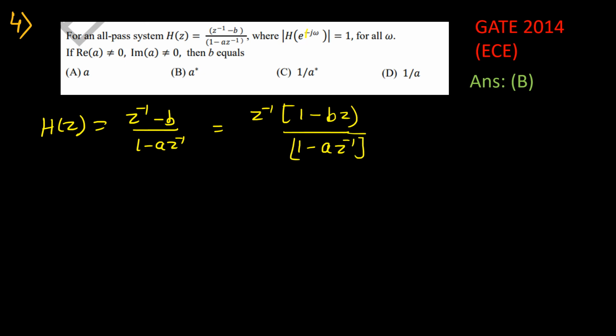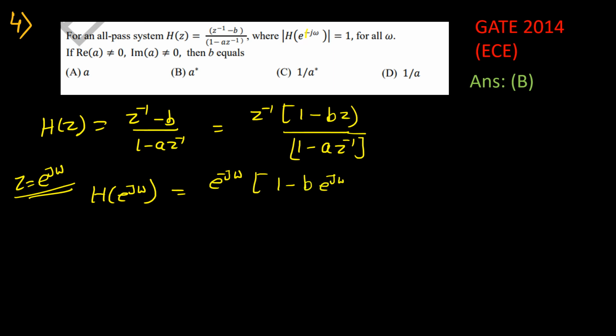So if I replace z equals e to the power j omega, what we get is H of e to the power j omega, the DTFT, will be e to the power minus j omega times 1 minus b e to the power j omega, over 1 minus a e to the power minus j omega. Be careful.